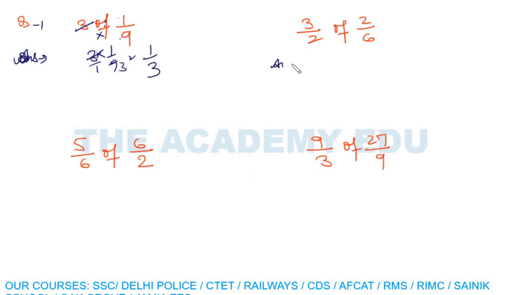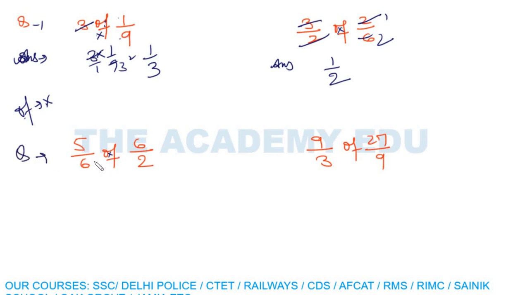Similarly here we have 3 by 2 of 2 by 6. So what is the meaning of of? Multiply. So 3 twos are 6. This 2 cancel. So we have 1 upon 2. So finally you got that of means multiply, but I request you don't put a multiply sign in place of of. Otherwise you may get confused in many circumstances. So keep in mind that this is a multiply sign, or you can write a small multiply, right?